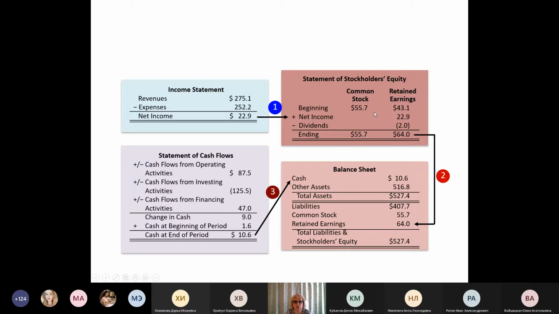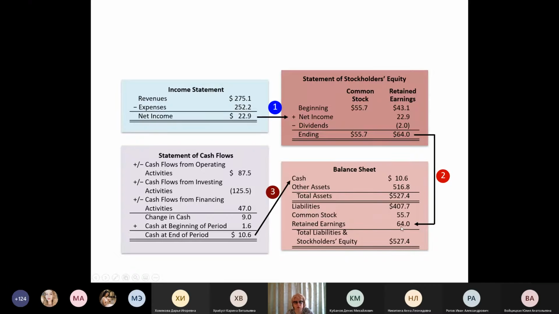The second step is to calculate retained earnings. This is the second step, to prepare the statement of stockholders' equity. We take the beginning retained earnings, meaning the retained earnings from the previous period, then add net income from the income statement as the financial result for the current period, and subtract dividends if this item is available. Then we get the ending balance of retained earnings. Finally, we can prepare the balance sheet.